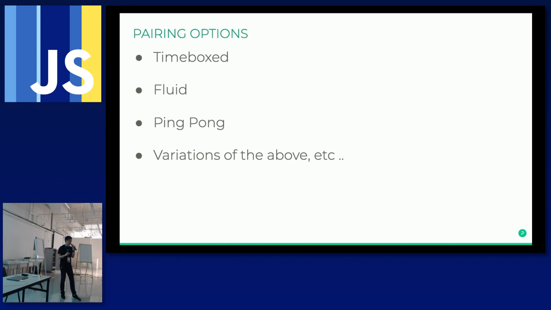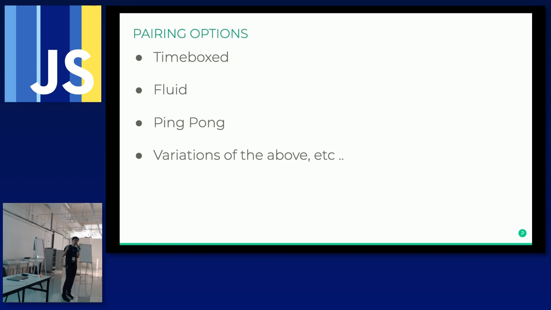The second one is called fluid. Fluid is when two persons work together, you can just swap at any point in time. For example, if you're stuck, the other person just takes over and continues. Or if you feel that you have a better idea, just take over and continue and just keep swapping. There's no definite time to swap, but it's fluid.